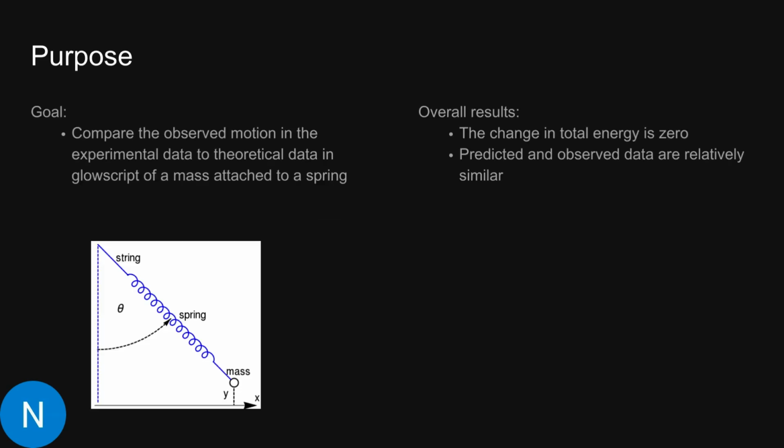Okay, starting off with the purpose, the goal of this lab is to compare the observed motion in the experimental data in Tracker to the theoretical data in the GlowScript code of a mass attached to a spring oscillating. And the overall results, just a brief preview, is the change in total energy of the system is 0, and the predicted and observed data are relatively similar.